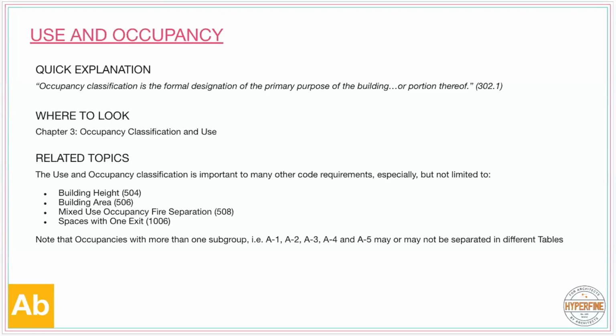When you hear about use groups like B for business or residential or assembly, these are use groups that apply to the whole building or a portion of the building if it's mixed use or some other type of building that has multiple occupancies in it. And this is something that's going to come up again and again as you are trying to figure out maybe the maximum building height or the maximum building area or fire separation, if that's required, or spaces with one exit, and various other things in the code will be based on what occupancy your building is.